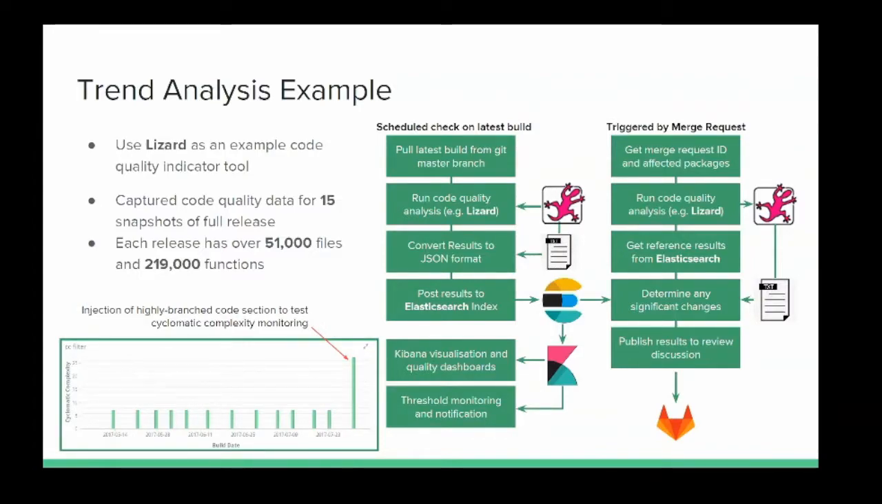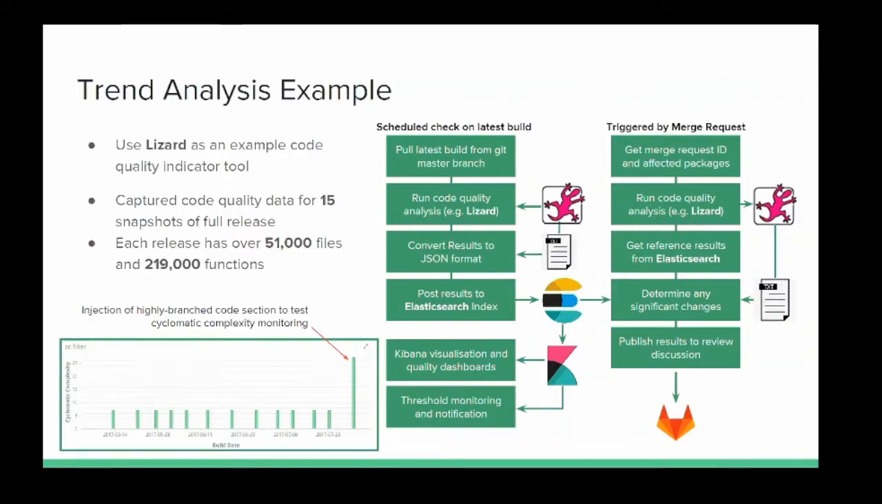But in this case, we do slightly different. We use Lizard as a kind of example quality indicator tool, and then convert this into a JSON format, which means that you can then post this into Elasticsearch. You can create an index in Elasticsearch, and then when you look at the merge request and any changes, you can just poll Elasticsearch and determine if any significant changes have been made and publish the results as before. By using Elasticsearch, you can also provide dashboards, and you can do threshold monitoring and so on. So it is a kind of proto example.